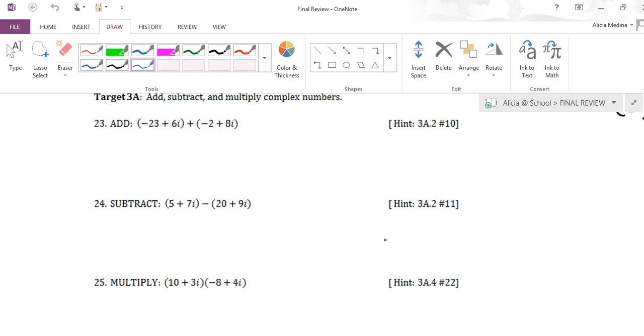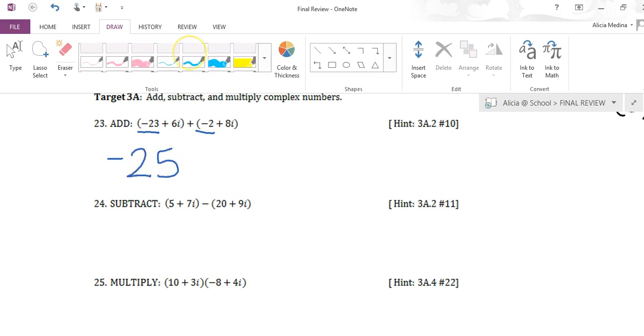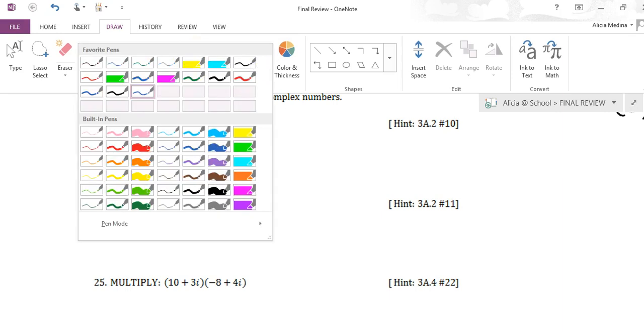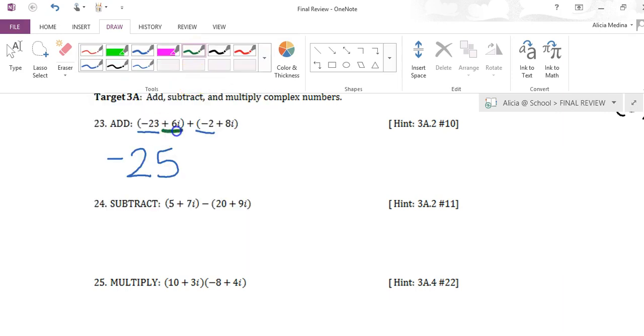Alright, so number 23, we are adding two binomials together. So we have to combine like terms. So negative 23 and a negative 2, they are both negative, and that combines to give me a negative 25. My other like terms here would be a positive 6i and a positive 8i. So they're both positive. We add those together to give me a positive 14i.